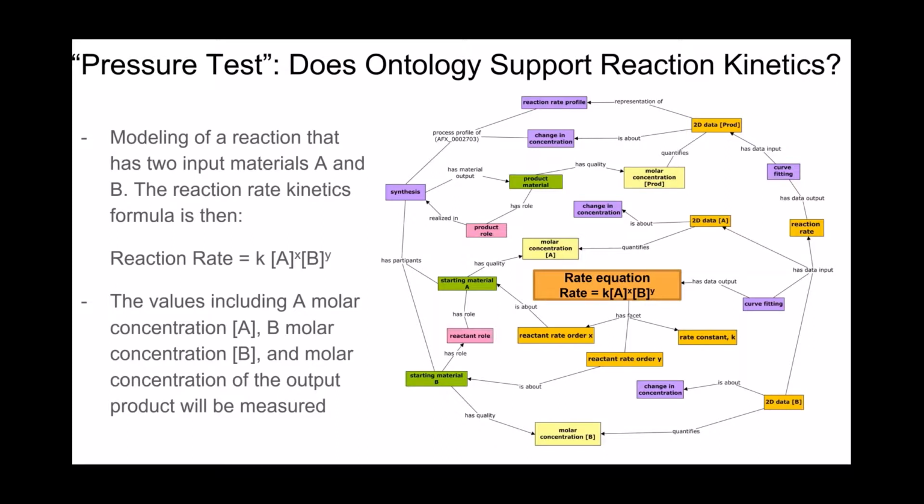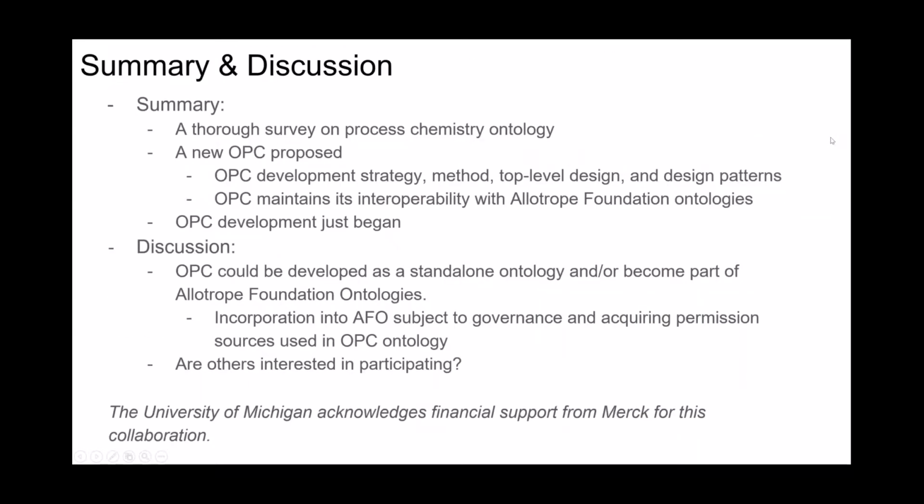The rate equation and its components are all expressible using existing BFO and AFO terms, as well as the new ontology terms. Again, this is only a small portion of it, but we also modeled all of the links from the 2D data profiles that you would collect to get kinetics data back to the original data represented by the AFO. Okay, and then with that, I'll turn the presentation back to Oliver. Okay, thank you, Wes, for the introduction of the cases and the pressure test.